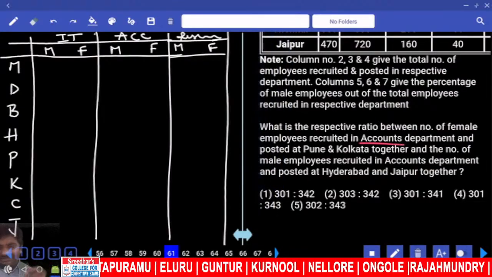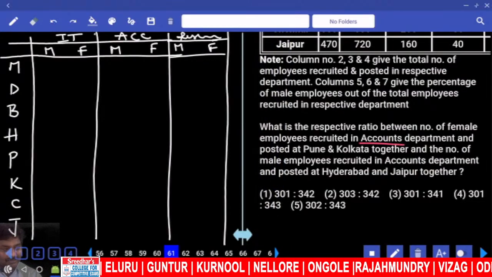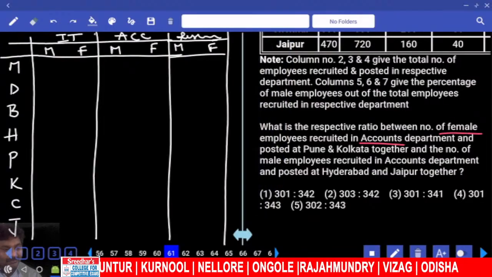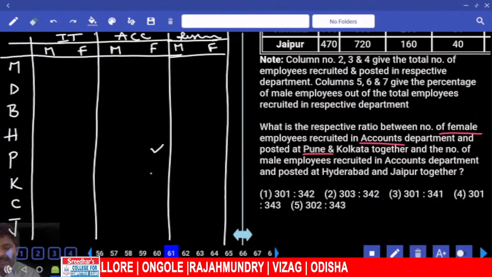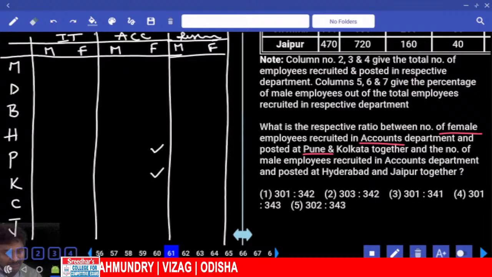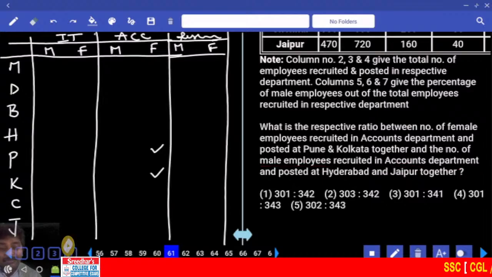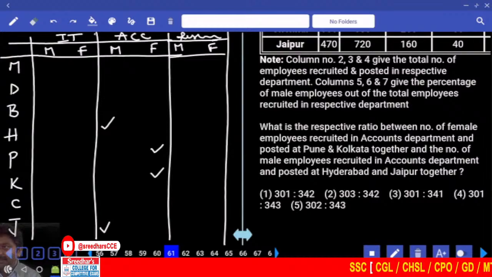First of all, this is about accounts. Female, Pune and Kolkata. These two numbers we need, right? Also male employees, same accounts department, but Hyderabad and Jaipur. These are the 4 numbers that we need, correct?